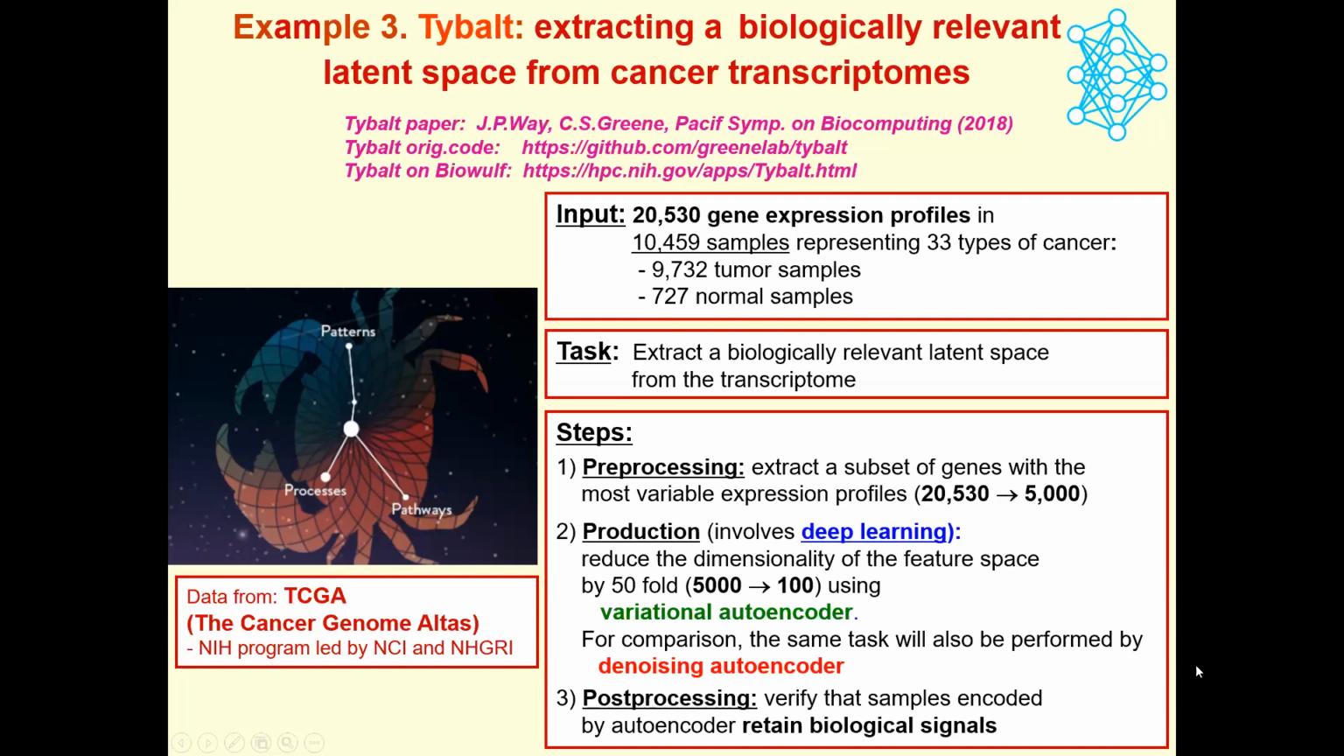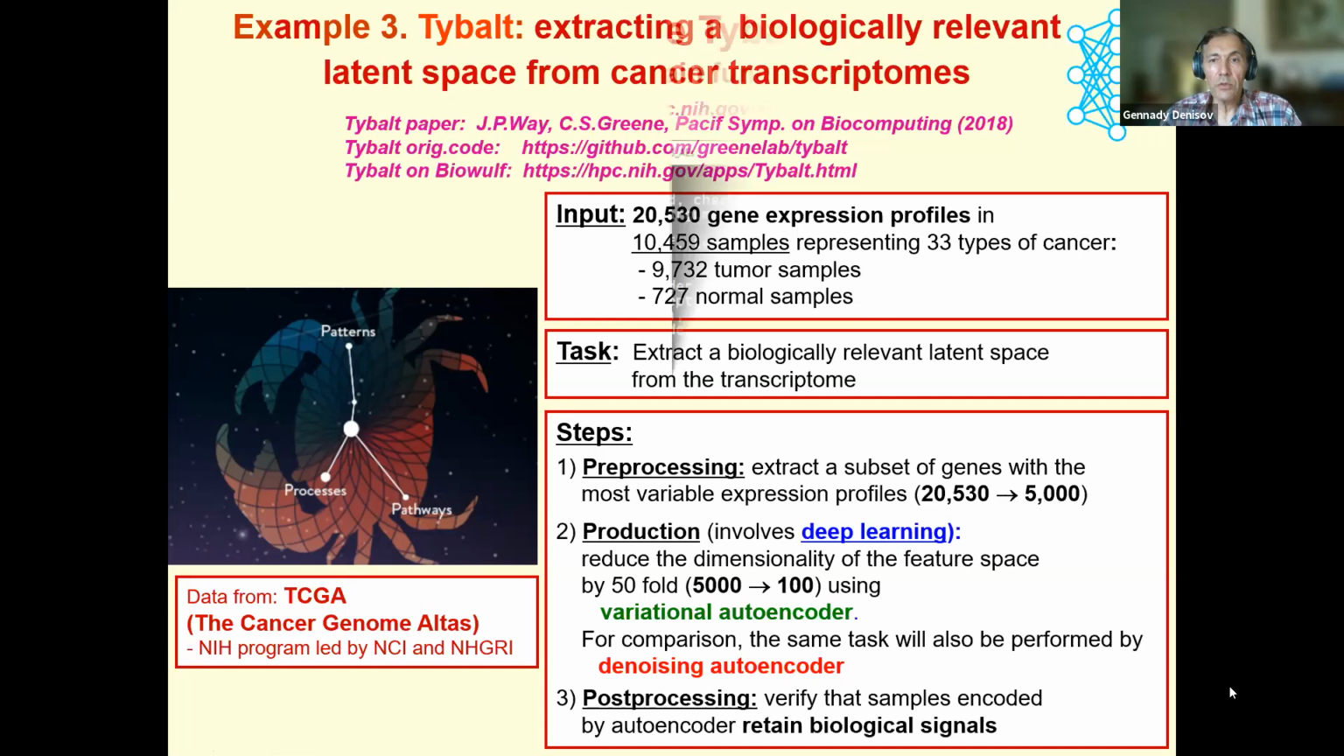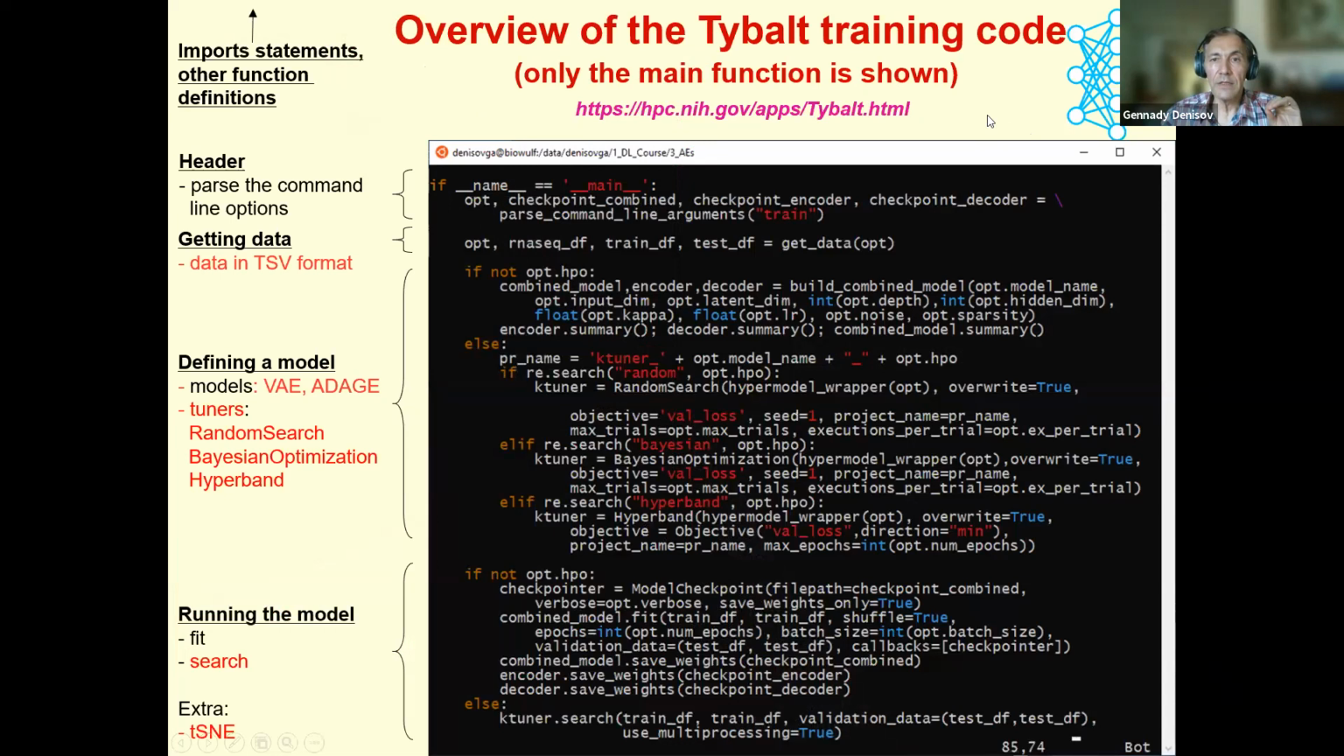No more questions. Then I proceed to the next slide, which shows some overview of the T-Bolt training code. Shown here is the main function. Of course, the code is much more sophisticated than the code of the previous examples. It has a number of import statements at the very top of the file and a number of function definitions, which are not shown here. Shown here is only the main function of the training code, which governs execution of the entire code. The good news is that this main function still involves the same four basic processing steps as any other Keras program that we discussed previously: header, getting data, defining the model, and running the model.